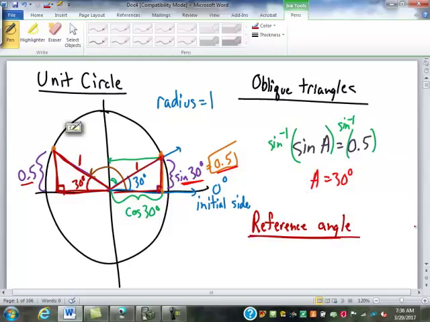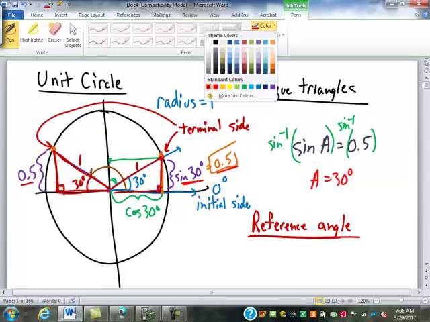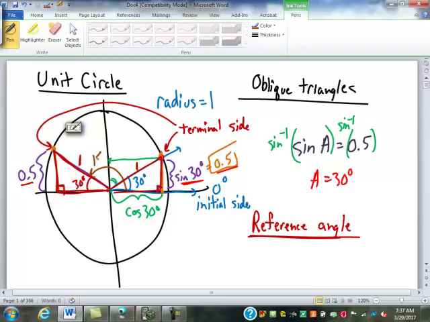The reference angle is the angle between the terminal side and the horizontal axis. Now the terminal side is where the angle stops. For the 30 degree angle, that is the terminal side. This is also a terminal side, but it's not for a 30 degree angle, it's actually a 150 degree angle. Well, how did we get the 150 degrees there? Subtract from 180. Yes, we know this is a straight line across here. If this is 30, then 180 minus 30 has to give us 150 degrees.